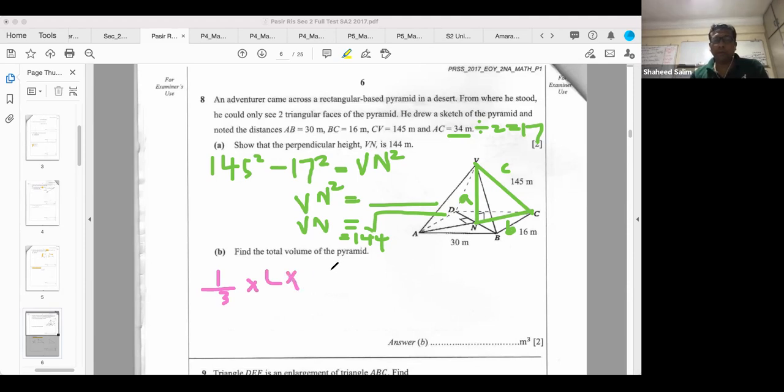Oh, you're lost. Okay, no problem. So now, do you know what's the length? The bottom here, the longest part, that's the length. This is the breadth. See, at the bottom you have a rectangle, the length and the breadth. Height is from here. What you just found, Vn. See, the length times the breadth times the height. And then you times 1/3.